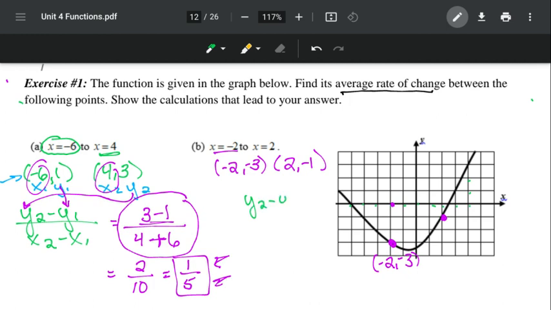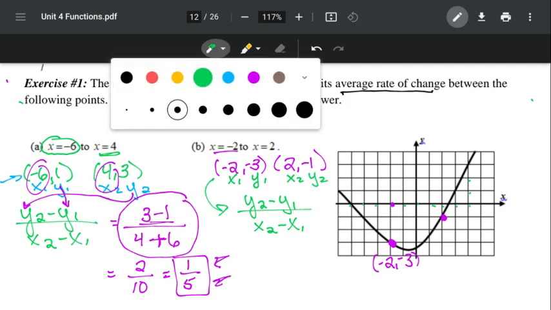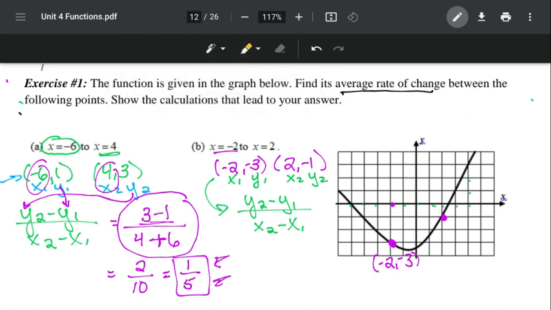y2 minus y1 over x2 minus x1. And remember, our first point is x1, y1. Our second point is x2, y2. Now plug all those values into that formula. Do a different color. Negative 1 minus negative 3 all over 2 minus negative 2. And you end up with, when you put that into your calculator, 1/2. We're going to go up 1 space and right 2 spaces.